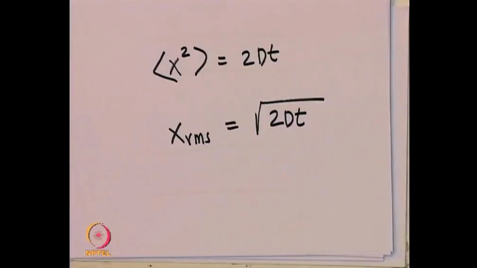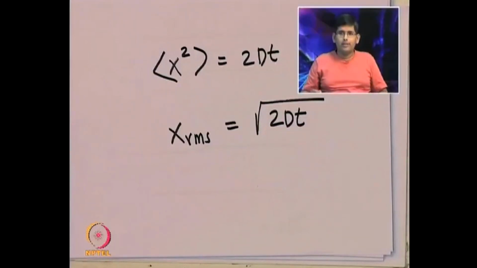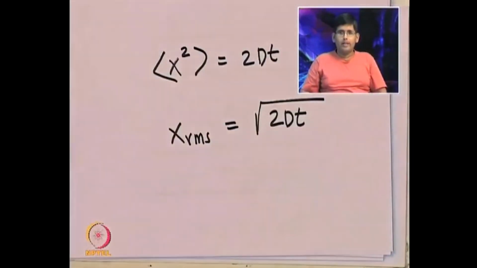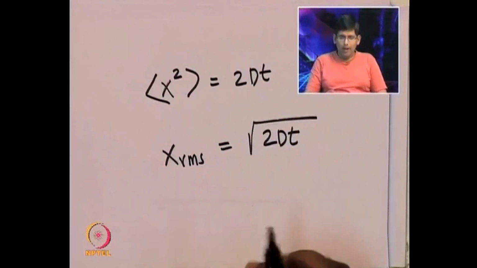This is the root mean square distance that a particle would travel in a time t. If you average over many experiments, this is the root mean square distance that things would travel in a time t. Now, what is this d?